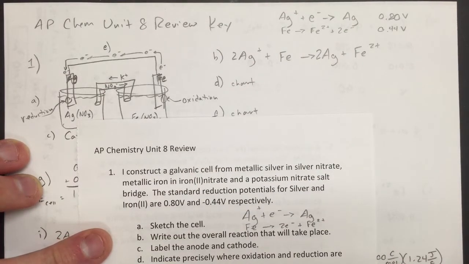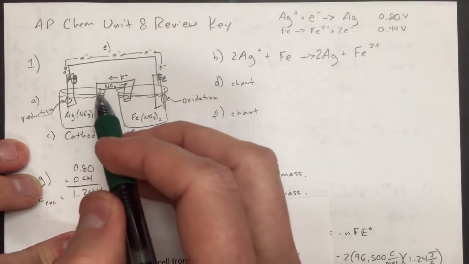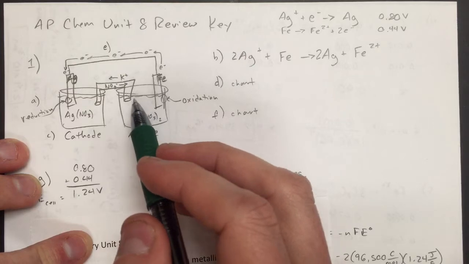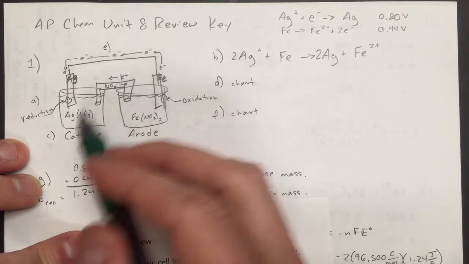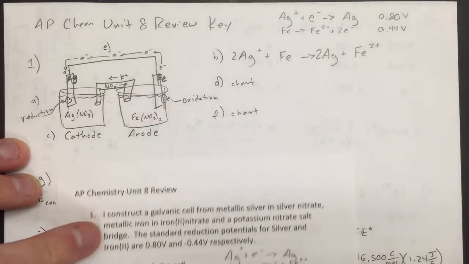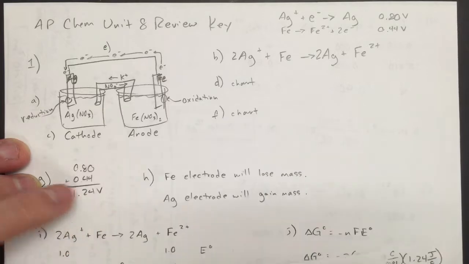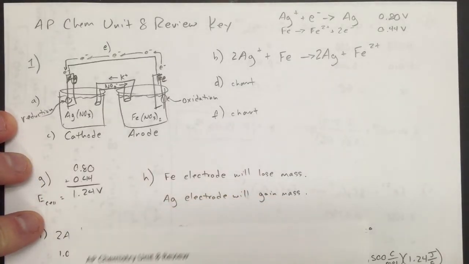Indicate which direction the ions are flowing in the salt bridge. So we got the electrons going this way and the negatives continue that way. Or you can see the positives are also going this way to cancel out the negatives that are going this way. So any way you want to think about it, potassium is going that way, the nitrate is going this way in the salt bridge. Determine E for the cell. So we got the 0.8 plus the 0.44 gives us 1.24 volts.